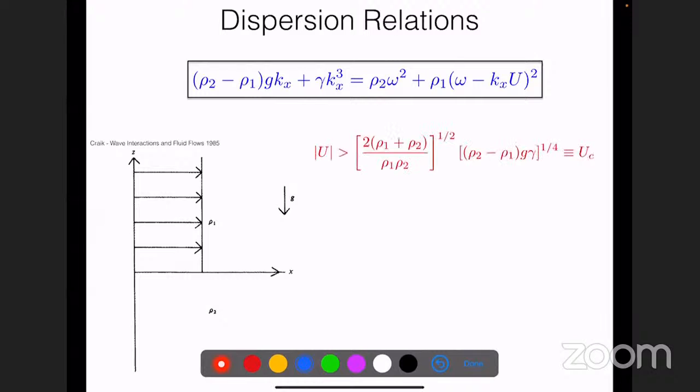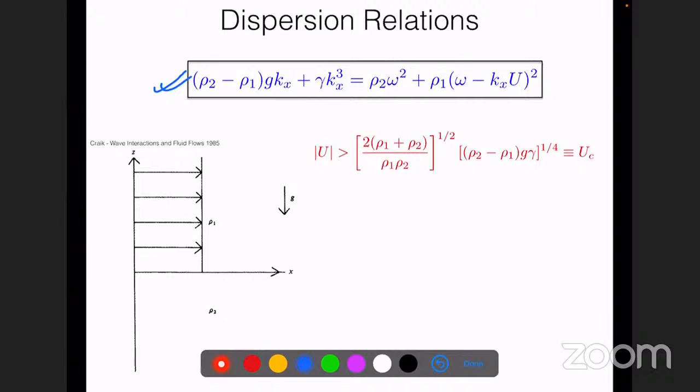Now you can ask the question that given this expression, what is the minimum speed with which the top layer should move such that it becomes unstable? You can take this expression, it's a quadratic equation in omega. You can solve this quadratic equation and you would find that there would be a term inside the square root which needs to change sign for it to be unstable, because we are in search of omega being an imaginary quantity, or at least omega having a non-zero imaginary part.